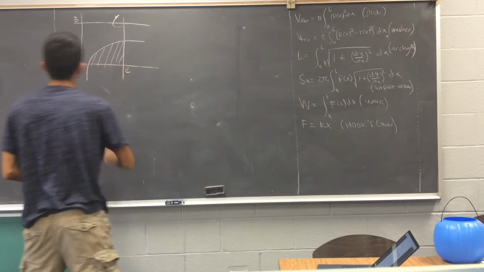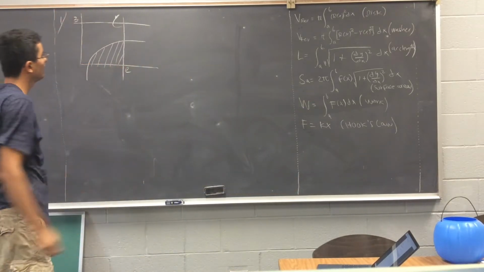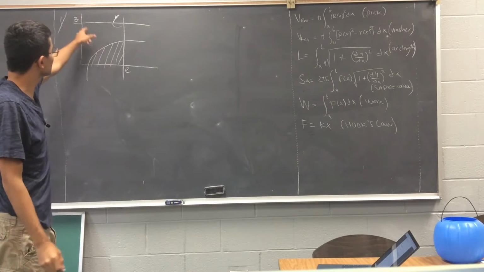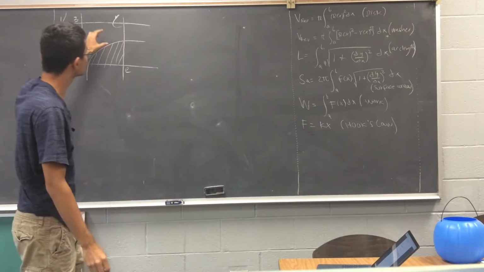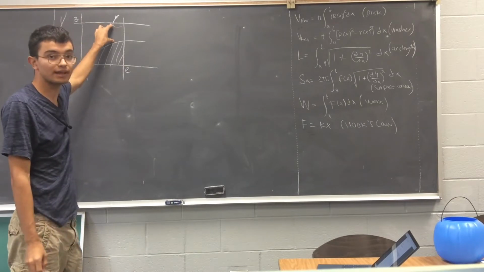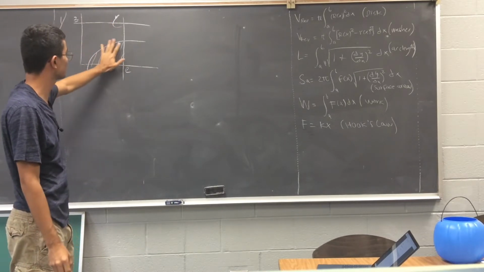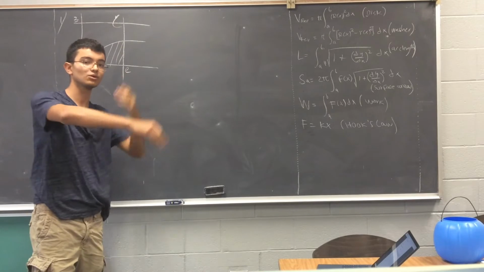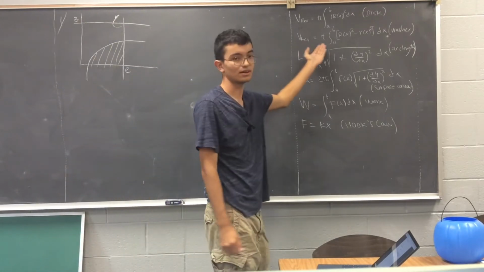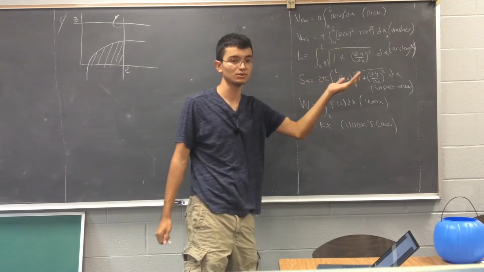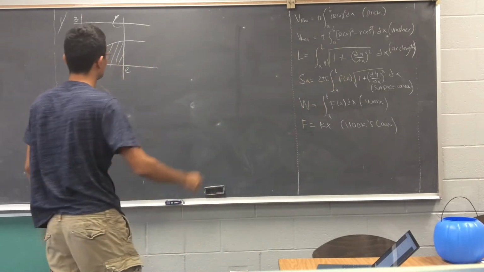Now, let's see what we can do. We want to revolve that about y equals 3. So we have an empty space between y equals 3 and ln of x, and we have, of course, the area that we want to revolve. So that sounds like the washer method for volumes of revolution. How about we just try that?